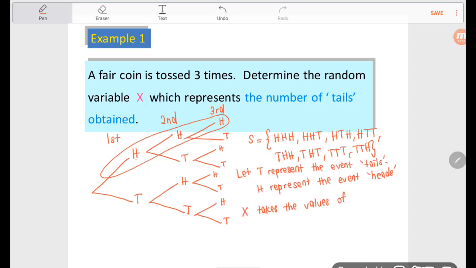Let T represent the event of getting tails and H represent the event of getting heads. So what is X? X represents the number of tails obtained. X takes the values of 0, which is no tails obtained, 1, for example heads, heads and tails, 2, heads, tails and tails, and 3, which is 3 tails obtained.